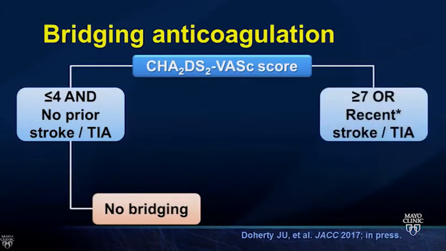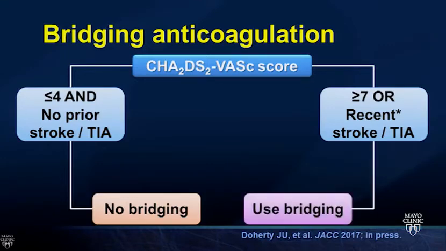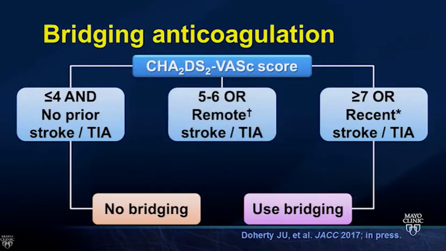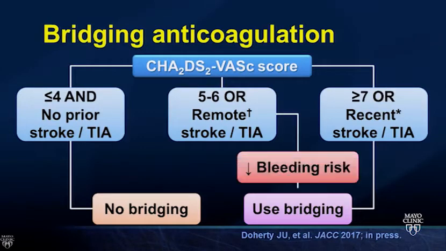If the patient has a CHA2DS2-VASc score of at least 7, or a recent stroke or TIA, then their thrombotic risk is considered high, and you want to use bridging. For the patients that fall in the middle, their CHA2DS2-VASc score is 5 to 6, or they've had a remote stroke or TIA, then you want to assess their bleeding risk.